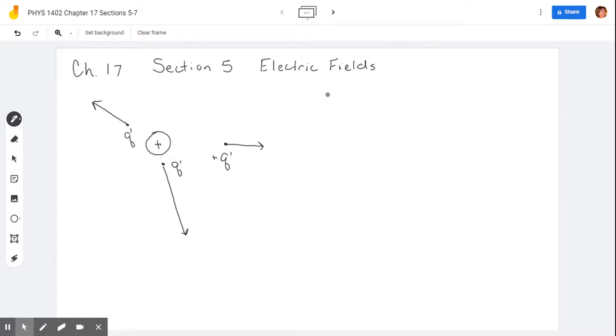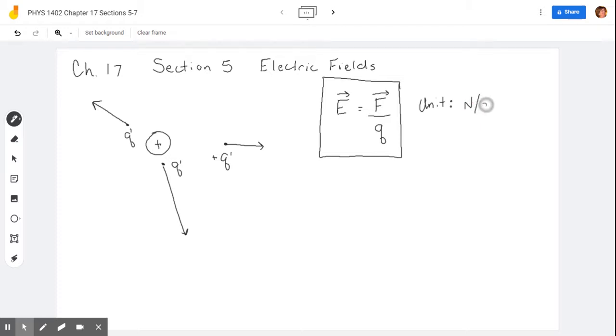The electric field is actually defined as, in this system, that the electric field at some given point is equal to the force the charge feels divided by the magnitude of the charge. We measure it in units of newtons per coulomb. So if at a particular point, I'm going to look at this point right here, I'm going to call that point P.